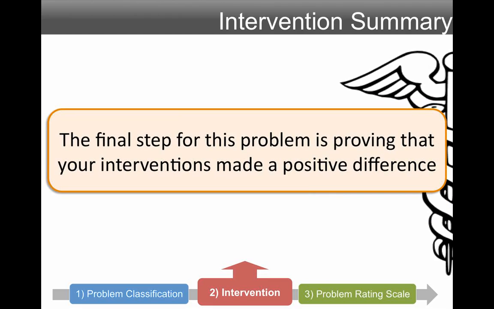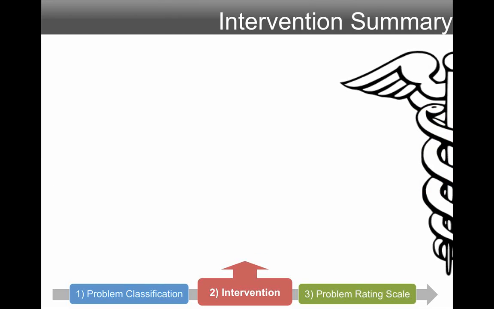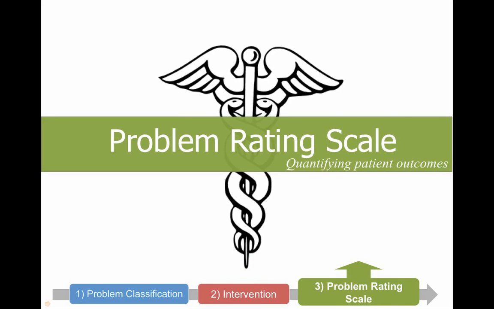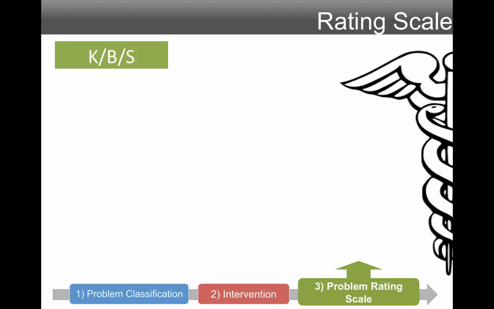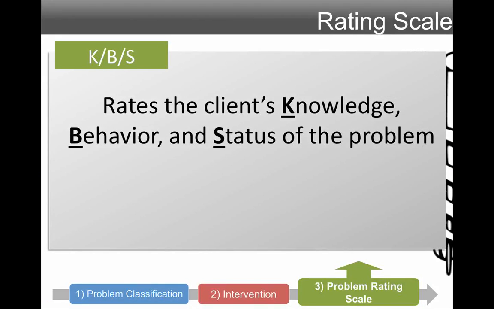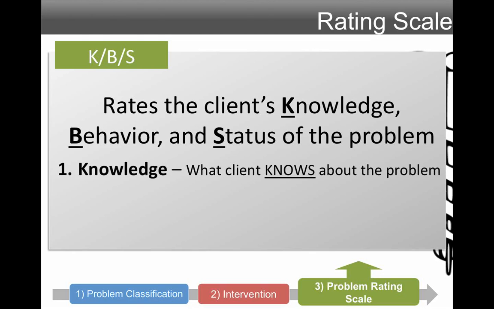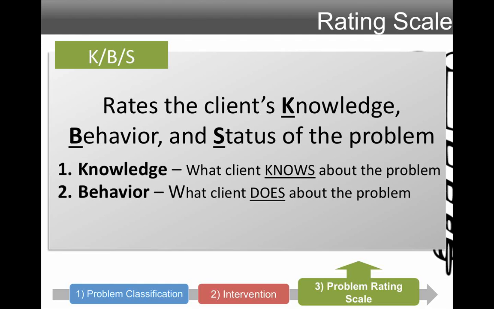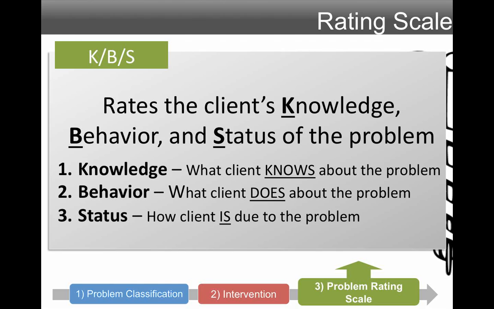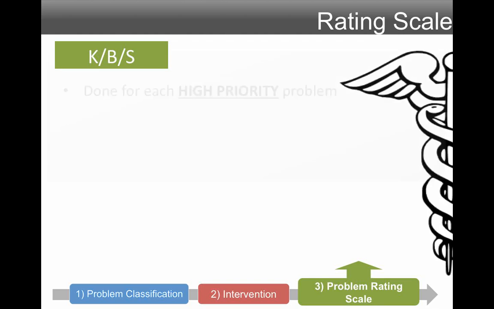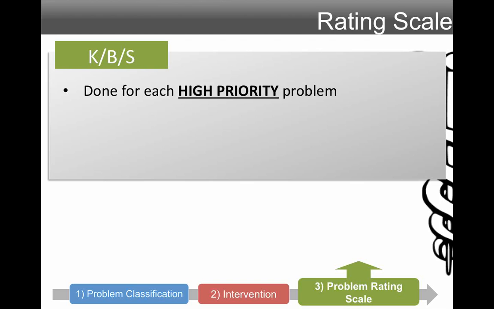The final step for this problem is proving that your interventions made a positive difference for this patient. And that's where the problem rating scale kicks in. Now the problem rating scale rates the client's knowledge, behavior, and status of the problem you just listed. Knowledge is what the client knows about the problem, behavior is what the client does about the problem, and status is how the client is due to the problem. KBS ratings are done for each high priority problem that you provide an intervention for. A rating of 1 to 5 is attributed for the client's knowledge, behavior, and status.